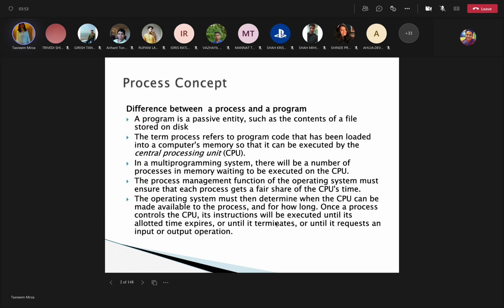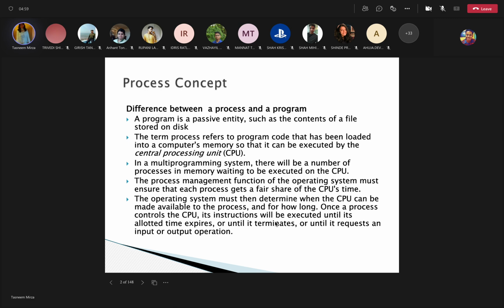The operating system must also determine when the CPU can be made available to a process and for how long. Once the CPU has been allocated to a process, the set of instructions pertaining to the process are executed until its time slot expires, assuming a certain time slot is allotted to each process, or it terminates voluntarily, having finished execution, or until it requests an IO operation. The last statement is very important, students. Once the CPU has been allocated to a process, a number of possibilities can happen. One is that the time slot allocated to the process expires, in which case the CPU is taken away from the process. The other is that it terminates, meaning it has finished execution and voluntarily releases the CPU. Or the third is that it could request an IO operation.